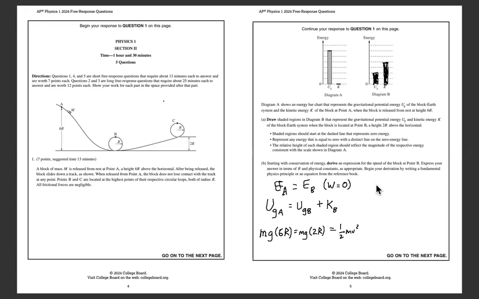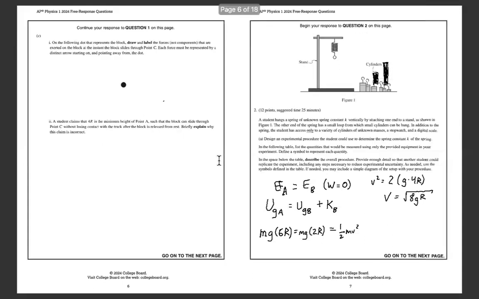If we solve that, we get that v squared is going to equal 2g times 4r. And therefore the speed is going to equal the square root of 8gr. That's our final answer for part B. So probably another 2 points for that: one for using conservation of energy correctly and writing that fundamental physics principle or equation, and then one for our correct answer. All right, let's go ahead and move on.